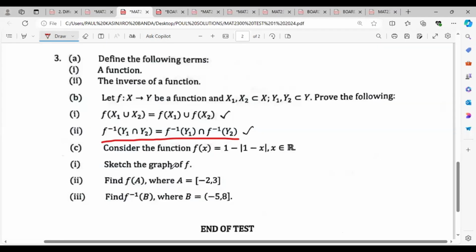They're saying consider this function, we sketch it, we find f of a, where we have the closed interval -2 to 3. And then we find f inverse of b, where we have b in this interval. Okay, so how do you sketch modulus functions? There are many ways. We can use transformations, or we can use redefining, or we can use substitution. So it depends on which one is simple for you. But I find substitution to be very simple. So let's use substitution.